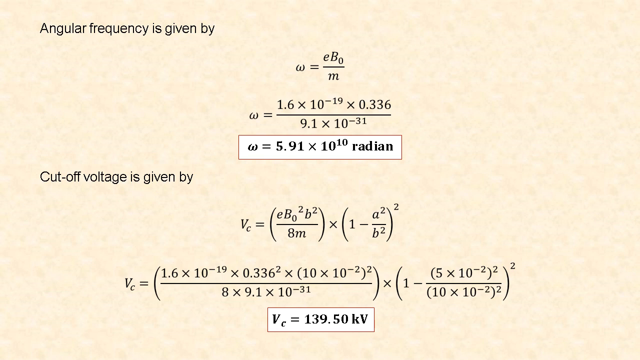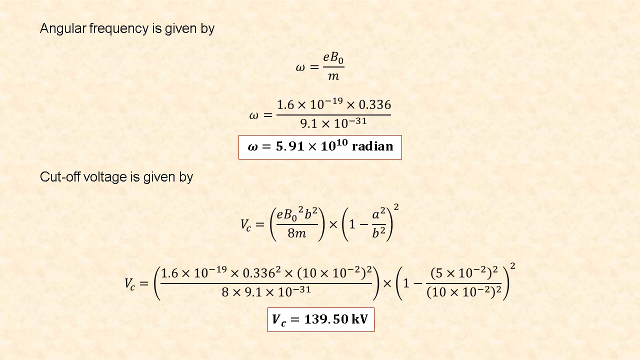And we know the formula for cutoff voltage as Vc is equal to E into B naught square into b square divided by 8m into 1 minus a square by b square, the whole square. Here substituting for E as the charge of electron, which is equal to 1.6 into 10 to the power minus 19, B naught as 0.336 and b, which is nothing but the radius of vane edge to center, which is equal to 10 centimeter. Converting it to meter, we have 10 into 10 to the power minus 2. And m is equal to 9.1 into 10 to the power minus 31.